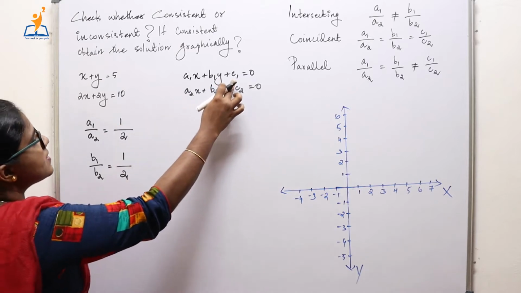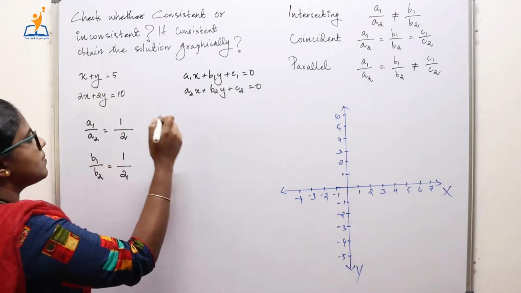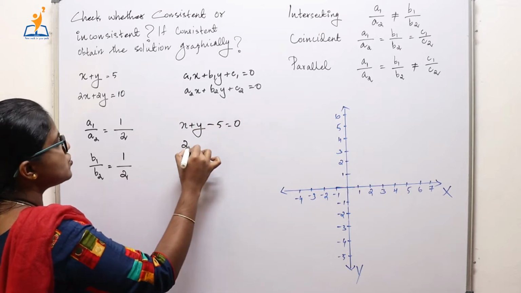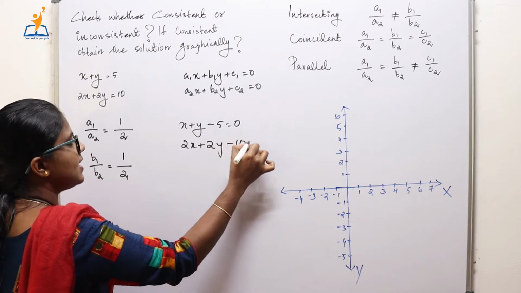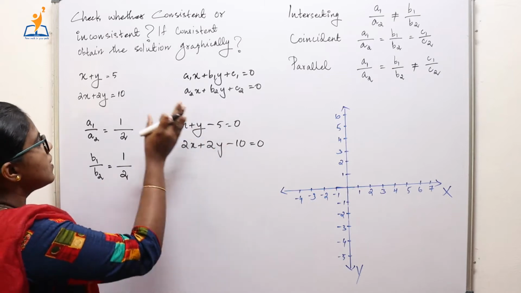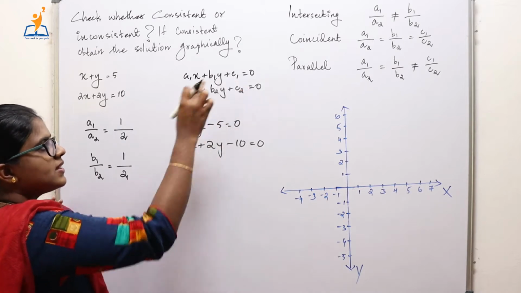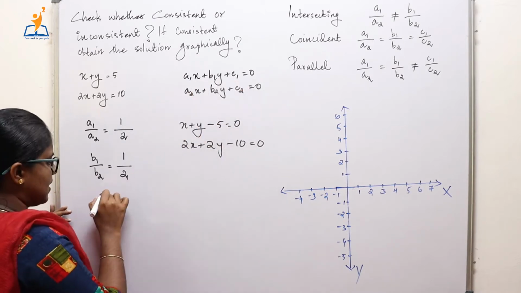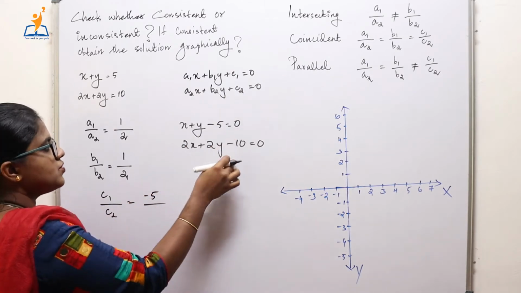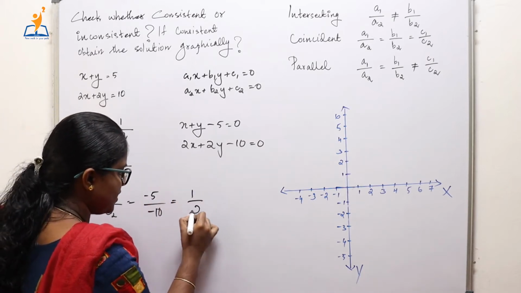Now for c1 and c2, we have minus c1 and minus c2. x plus y minus 5 equals 0 and 2x plus 2y minus 10 equals 0 is just another form of these two equations. So rather than considering the original equations, we can consider these for finding c1 by c2. Here c1 is minus 5 and c2 is minus 10. So the ratio becomes 1 by 2 again.